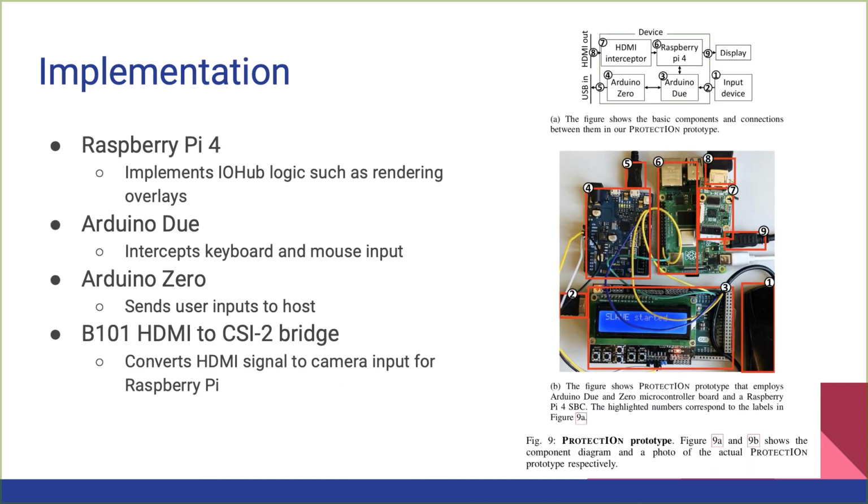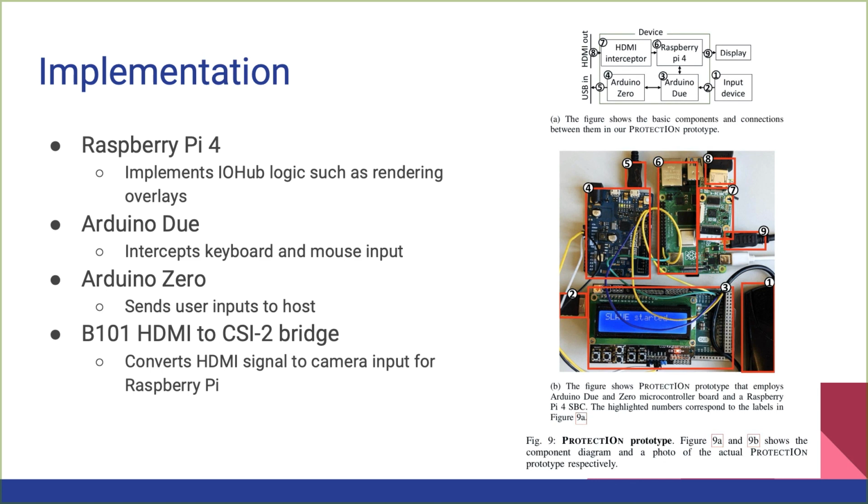Okay, so how is this implemented on hardware? So they use multiple devices. Here is the Raspberry Pi 4. It implements all the logic of IOHub, including rendering overlays and checking the signature and such.